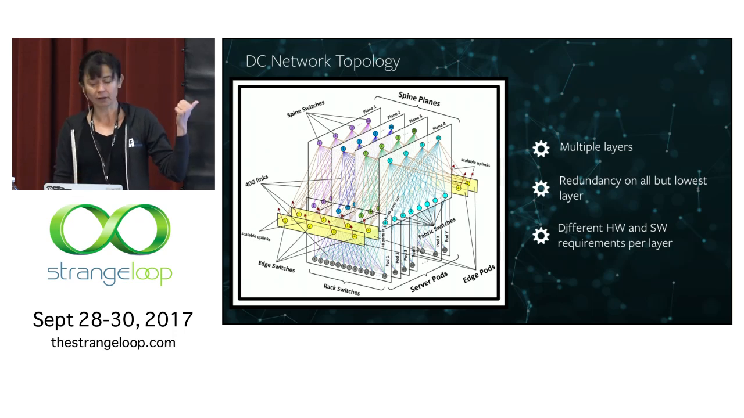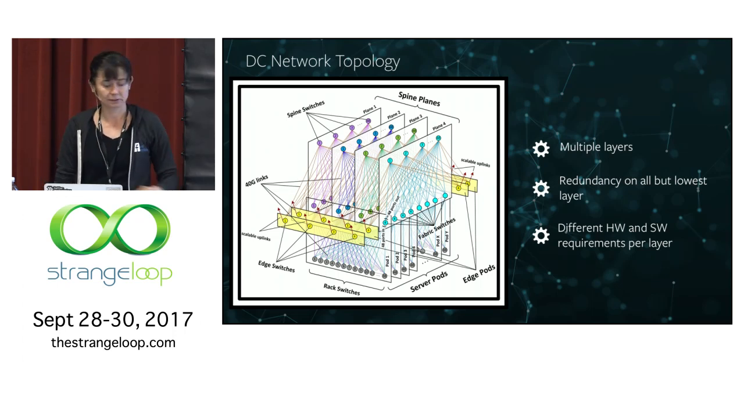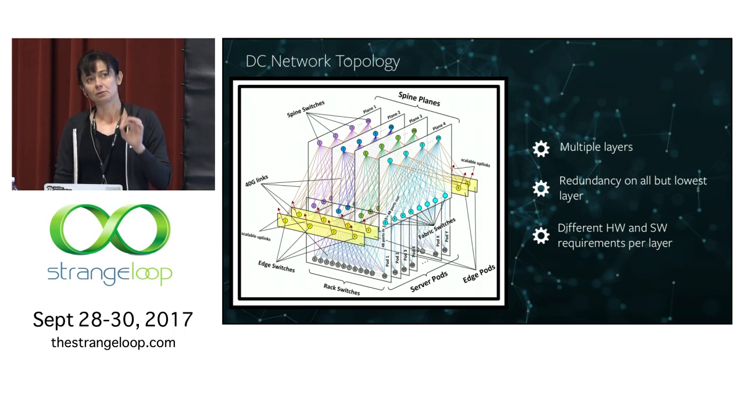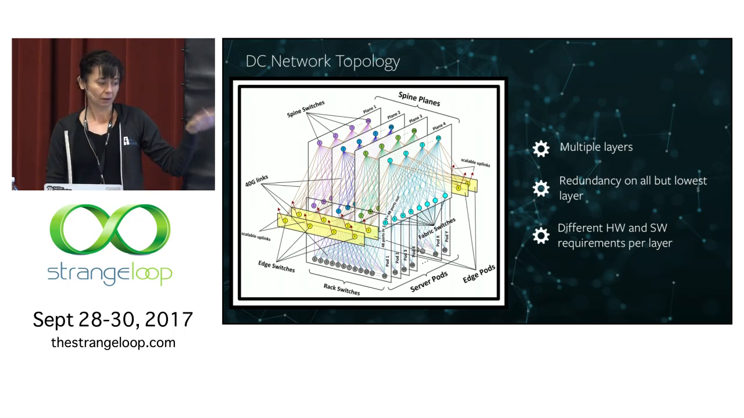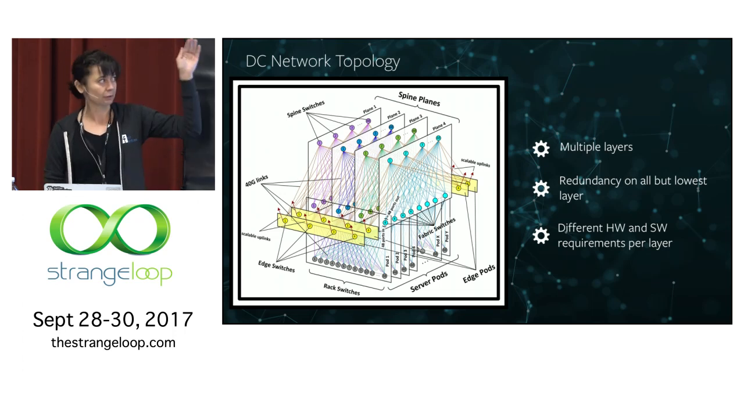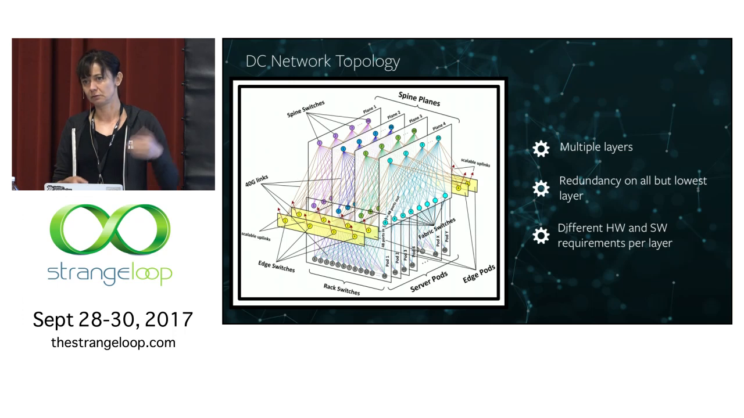And so far, key points were there are multiple layers, and then there's redundancy on all but the lowest layer in this topology. And the final key point is that in terms of hardware and software, there are different requirements on different levels. So hardware requirements, you can think in terms of number of ports or speeds of those ports, are different on every level. And then in terms of software, you can think which protocols these switches need to support, or what the scale requirements are, how many routes they need to be able to handle. So that's the third key point important for the rest of the talk.